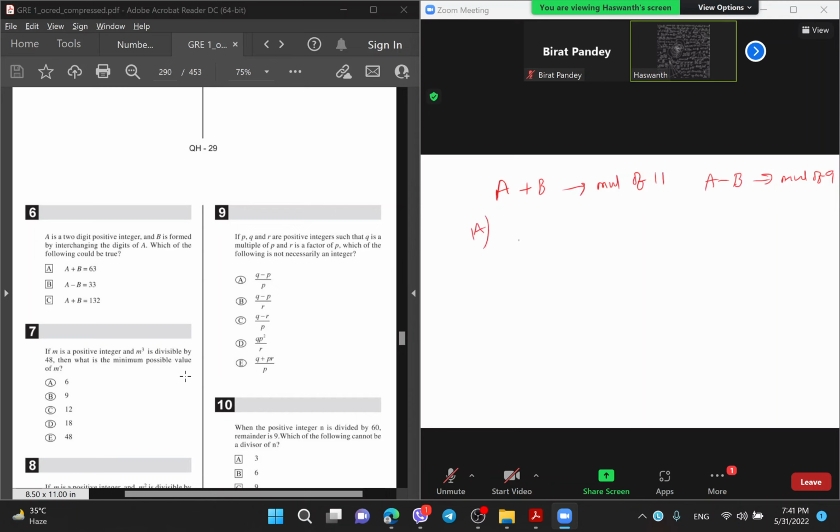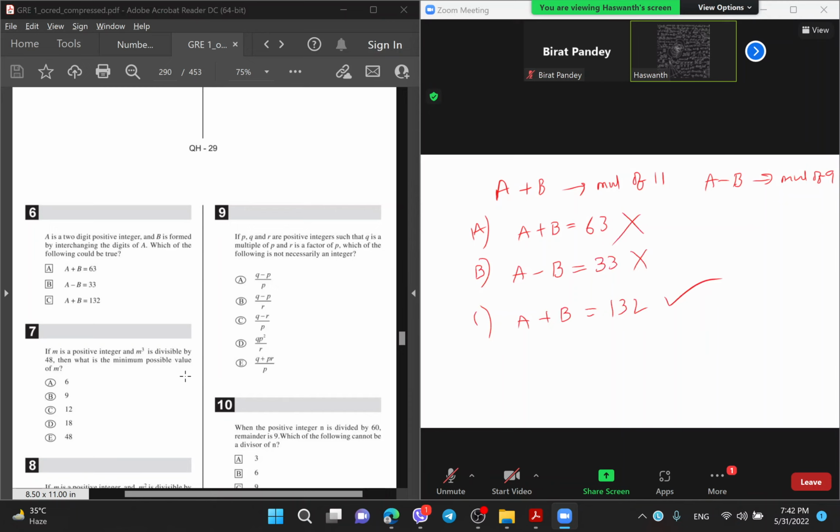In the first case, A plus B is 63. The sum should be a multiple of 11. 63 is not a multiple of 11. The difference should be a multiple of 9. 33 is not a multiple of 9. Whereas when you take option C, A plus B is 132. 132 is a multiple of 11. And moreover, it is in our range, less than or equal to 198. So we select C.